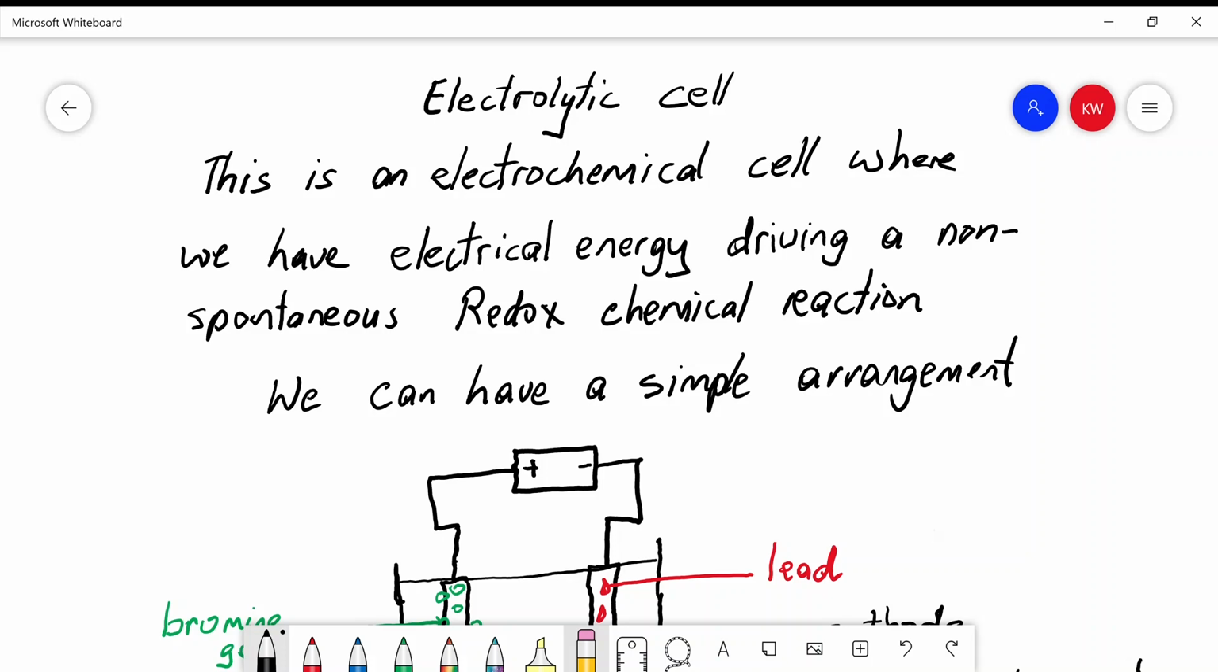So we're going to be looking at the electrolytic cell. What do we mean by an electrolytic cell? This is an electrochemical cell where we have electrical energy driving a non-spontaneous redox chemical reaction.